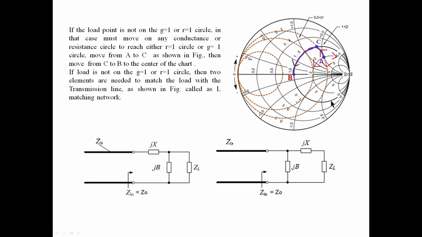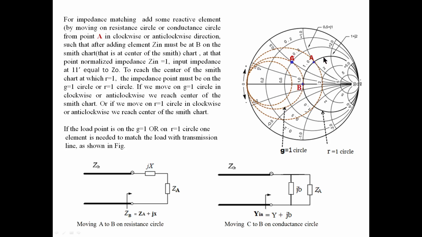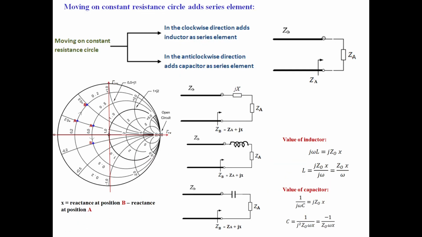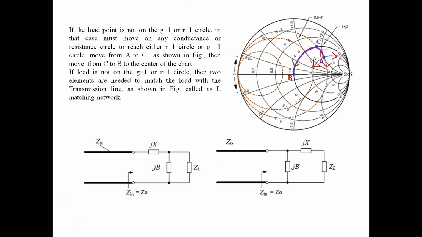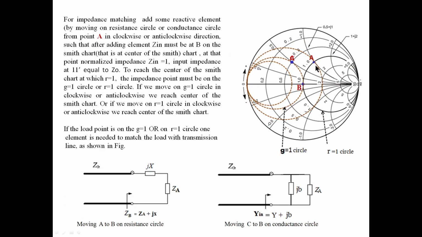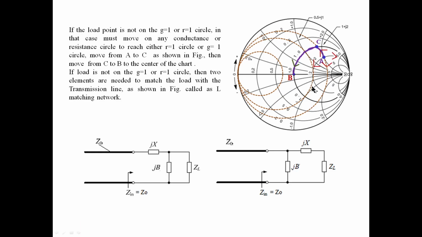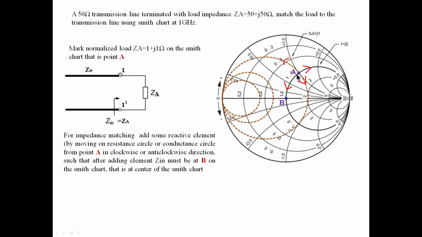Actually it is very important. The G is equal to 1 circle and the R is equal to 1 circle are very important. This is the R is equal to 1 circle. Our load was this point, it is on the R is equal to 1 circle. So what we did, we just moved from here to here. We moved from the load point to here easily because the load is on the R is equal to 1 circle.